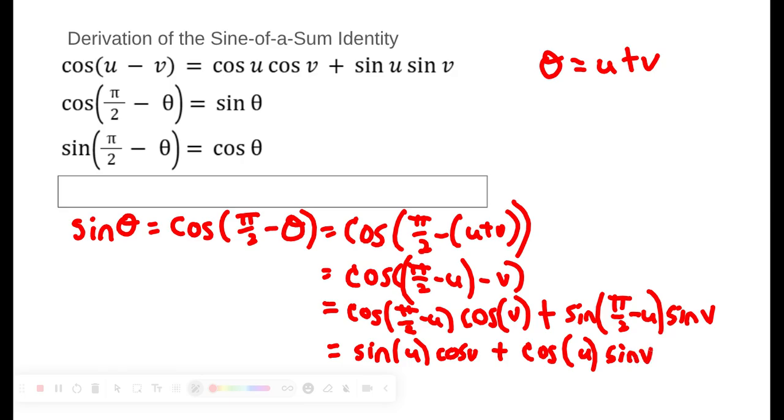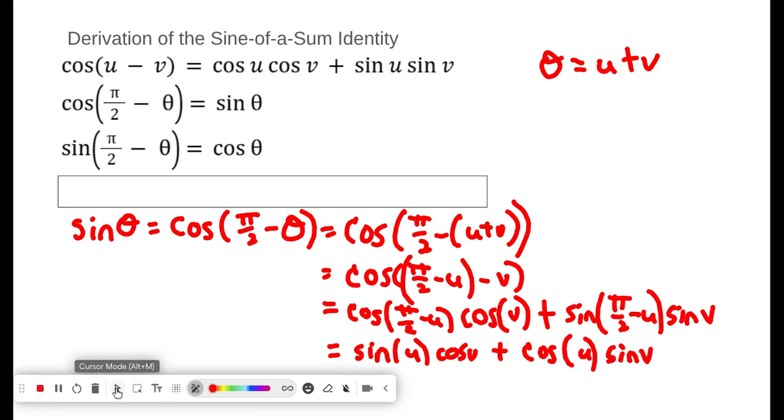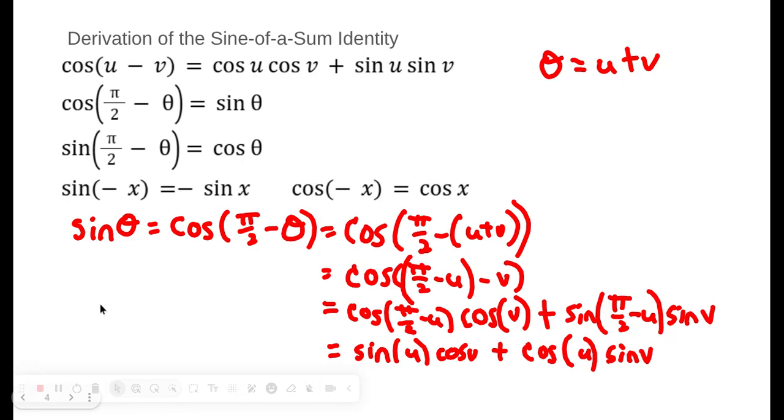And that ends up being what we need. It turns out that we don't need the even and odd identities. Our final answer is the sine of u plus v equals sine of u times cosine of v plus cosine of u times the sine of v.